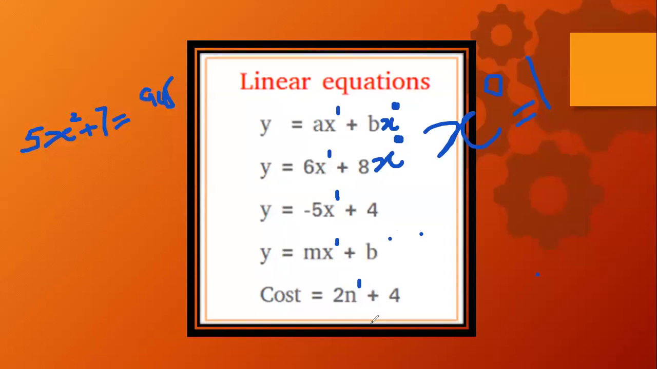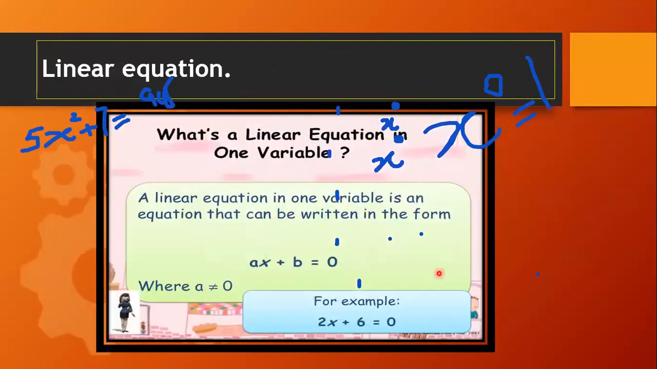Linear equation means that if in an equation the maximum power of the variable is 1, then it is said to be a linear equation. Now, what is a linear equation? A linear equation in one variable, that is the third topic, is an equation that can be written in the form of ax plus b is equals to 0.